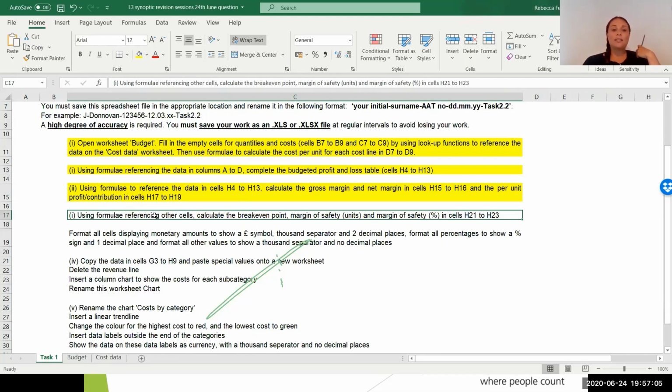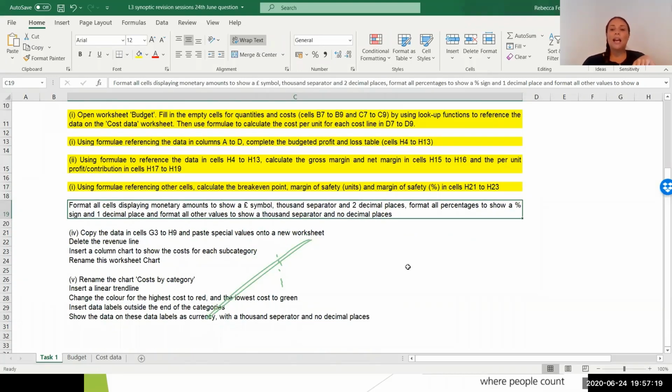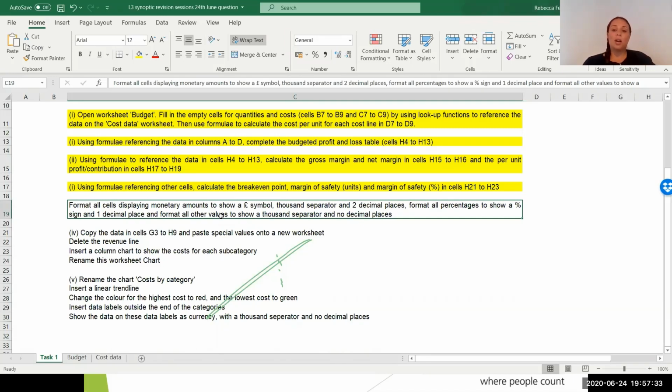So, have I done all of this? Using formulae referencing, calculate the break-even point, the margin of safety, and the margin of safety percentage. I'm happy that I have actually fulfilled all of those requirements. So next, it's going to tell me how I should be formatting these. So there's going to be slightly different formats for each of the different units or currency or percentages. So you need to really carefully read in the question how it would like you to set these up. So format all cells with money values to show a currency symbol, 1,000 separator, and 2 decimal places.